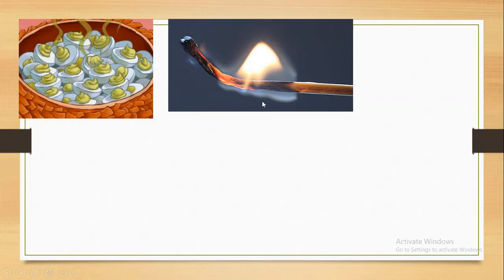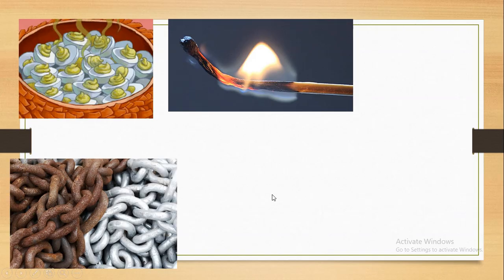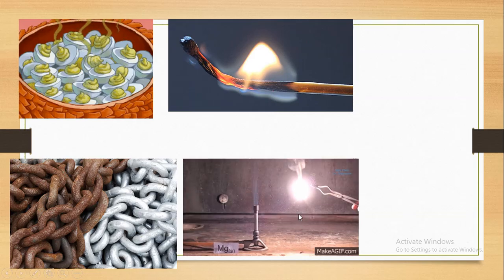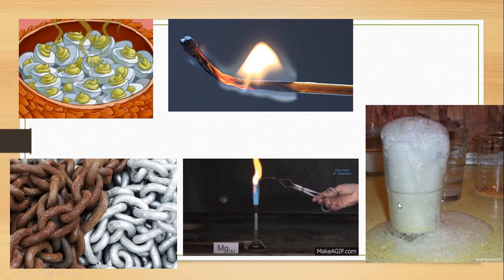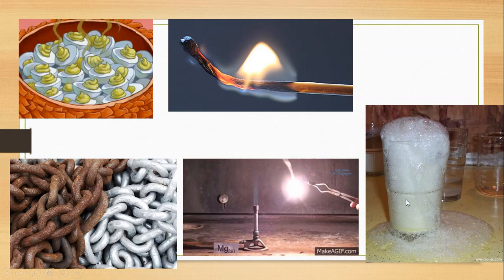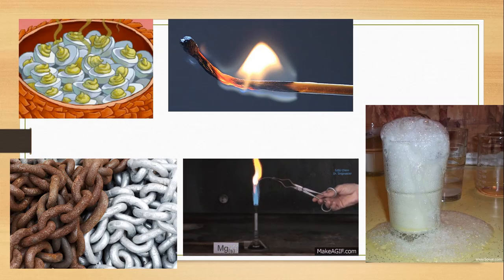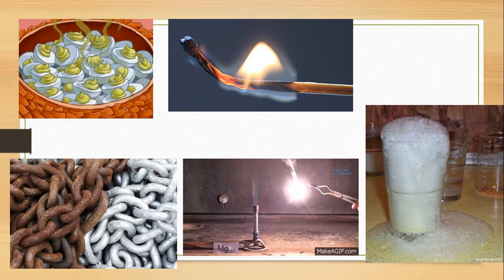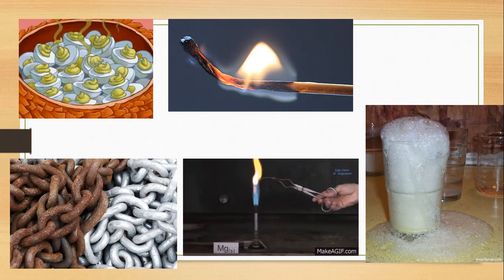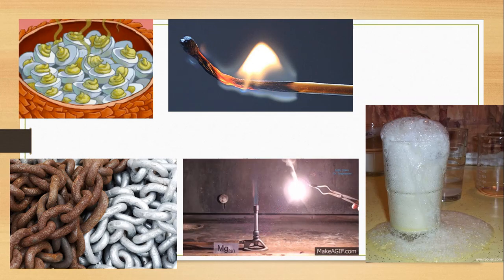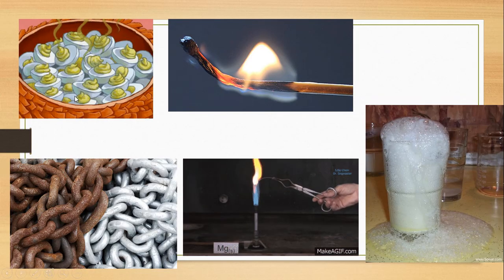So again, these are bad eggs, burning matchstick, rusted iron, burning a bar of magnesium, mixing baking soda with vinegar. All of these are chemical changes. What are the indicators of chemical change? Let's begin with this picture with the bad eggs.